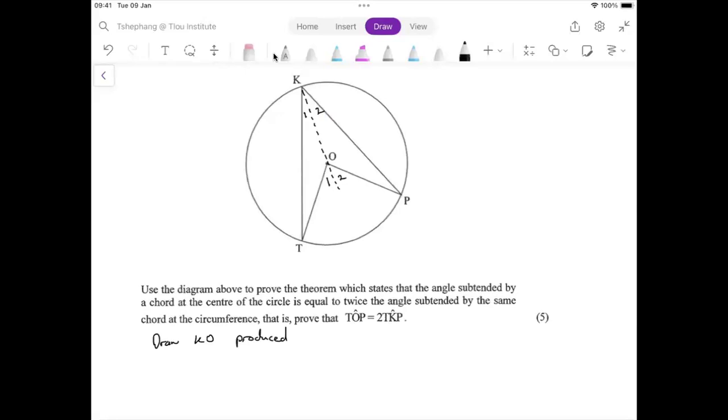Then what do we know about O1? We can say that O1 is equal to angle K1 plus angle T. What is the reason?